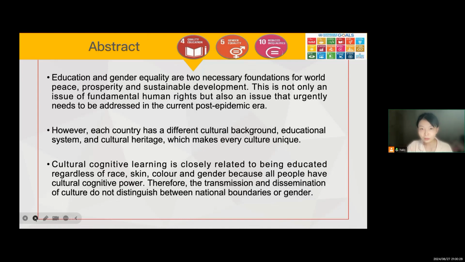However, each country has a different cultural background, educational system, and cultural heritage, which makes every culture unique. So cultural cognitive learning is closely related to being educated, regardless of race, skin color, and gender, because all people have cultural cognitive power. Therefore, the transmission and dissemination of culture do not distinguish between national boundaries or gender.